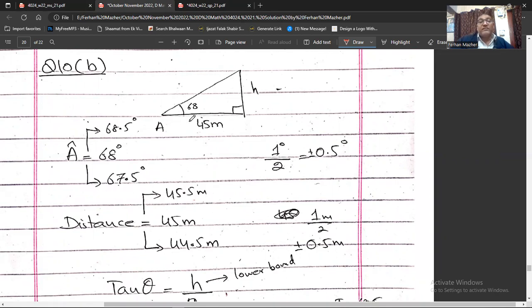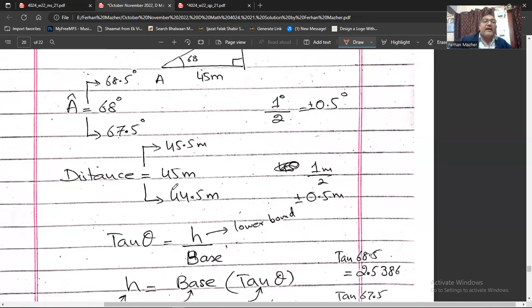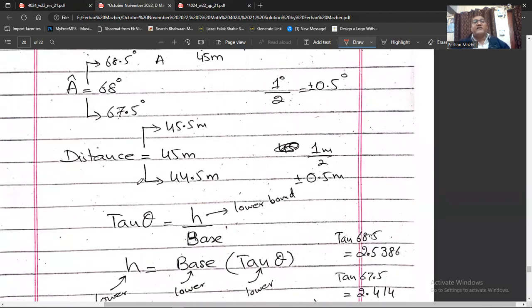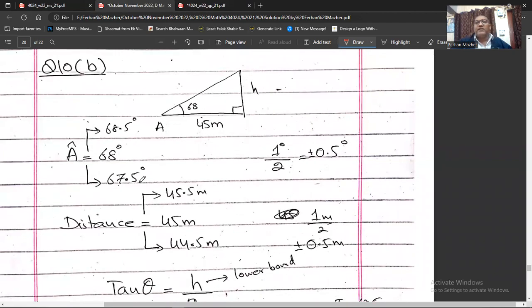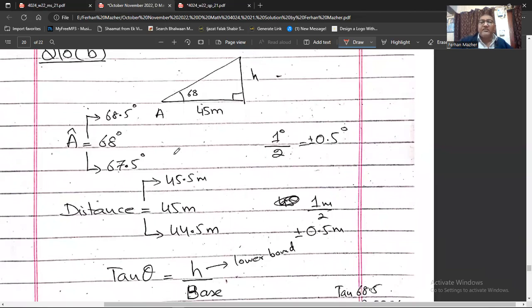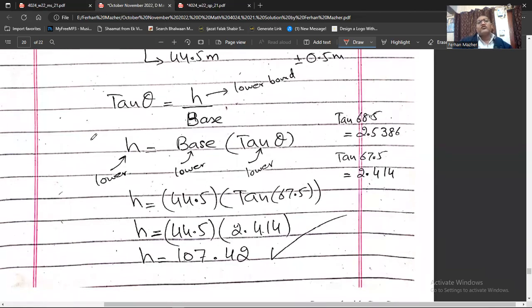The distance of the base is 45 meters, which is correct to 1 meter. So divided by 2, you get 0.5 meter. So the upper bound of this base will be 45.5 meters. The lower bound of this base will be 44.5 meters. And their question is find the h. The relationship is very simple. Tan theta is equal to perpendicular by base. Simple. So tan theta is equal to h by the base, but they want the lower bound of the height. So h will be equal to the base multiplied by tan theta.